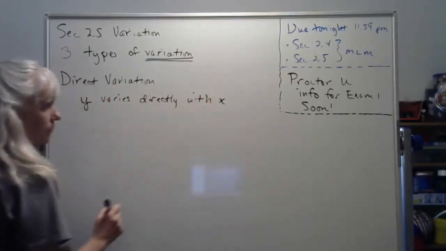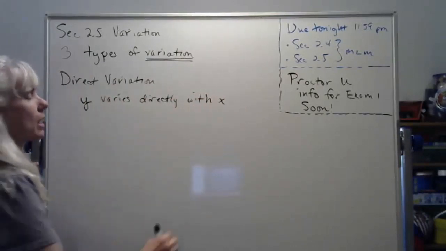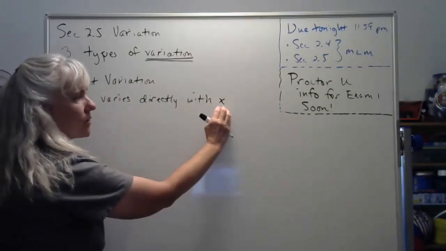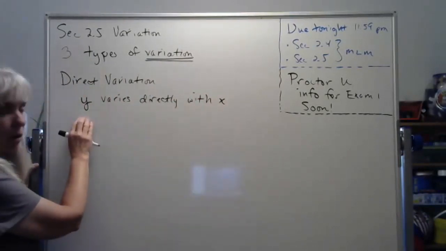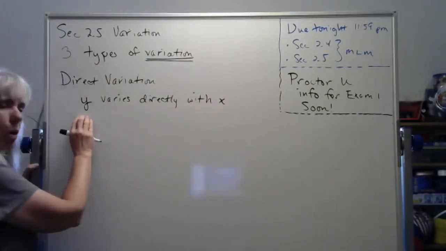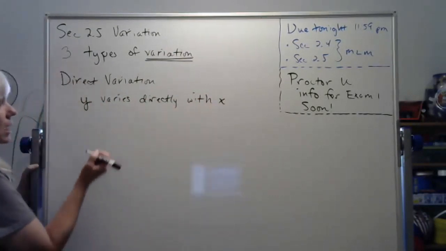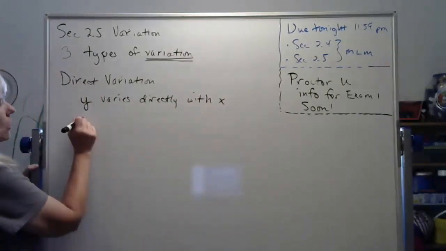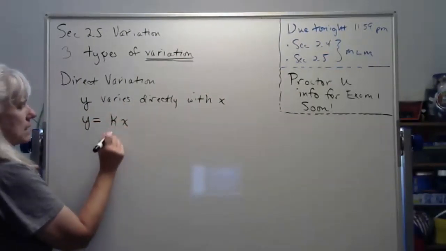with x. So an example of direct variation would be something along the line. If x represents the number of hours that you work and y represents your salary, then it makes sense that as you work more hours, you get more money. So that's an example of a direct variation. In terms of an equation, we're going to write something that looks like this. We're going to say y equals k times x.